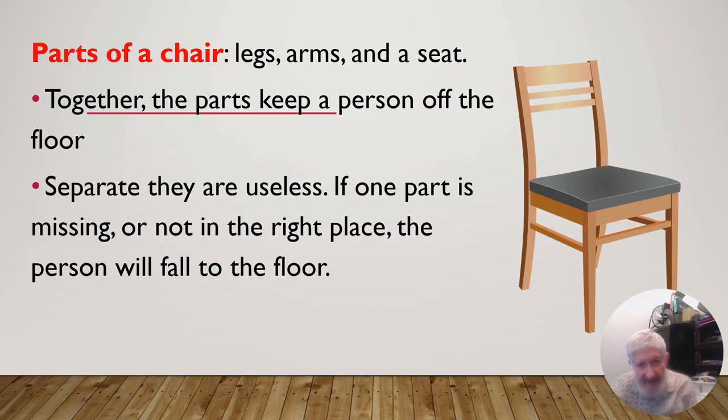So what we have here is a chair. And a chair consists of legs, arms, and a seat. Together, the parts function to keep a person off the floor. But separate, they're useless. For a chair to work, all components must be present and configured in a particular way. So if one part is missing or not in the right place, the person is going to fall on the floor. So it shows you a chair as a system.